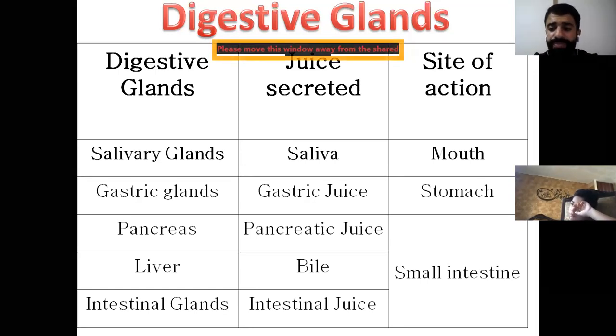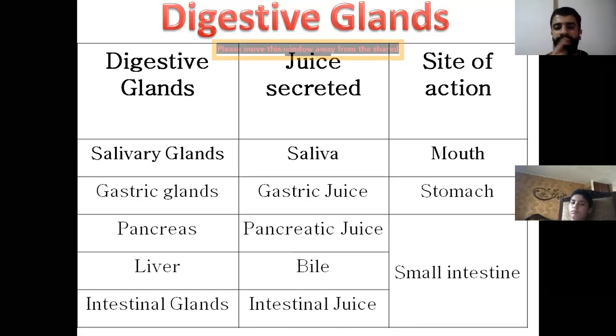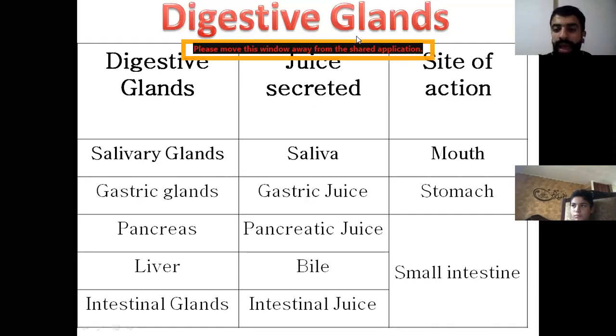The pancreas secretes pancreatic juice. Where? In the small intestine. The liver, Hassan, secretes a juice called bile. Where? In the small intestine. Also, intestinal glands secrete intestinal juice, also in the small intestine. So we have salivary glands, they secrete saliva. Where? In the mouth. Saliva is the spit in the mouth. And the site is the mouth.